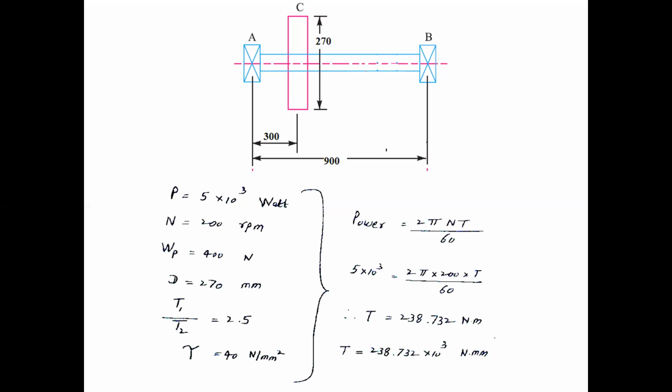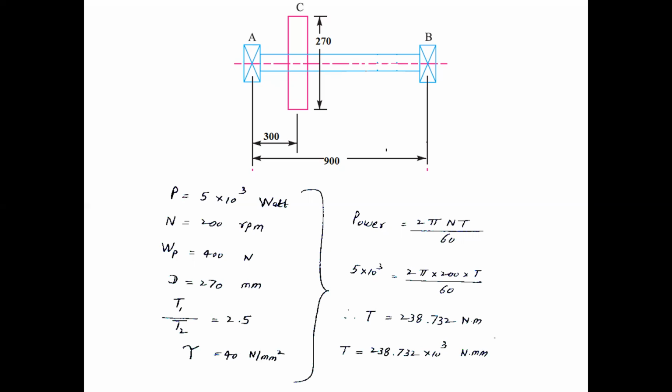It is a pulley, that means it has a belt. One is T1 as the tight side, T2 as the loose or slack side. The ratio between the pulley tensions T1 by T2 is given as 2.5. That means T1 equals 2.5 times T2. The permissible shear stress is 40 Newton per mm square. So these are the given things.